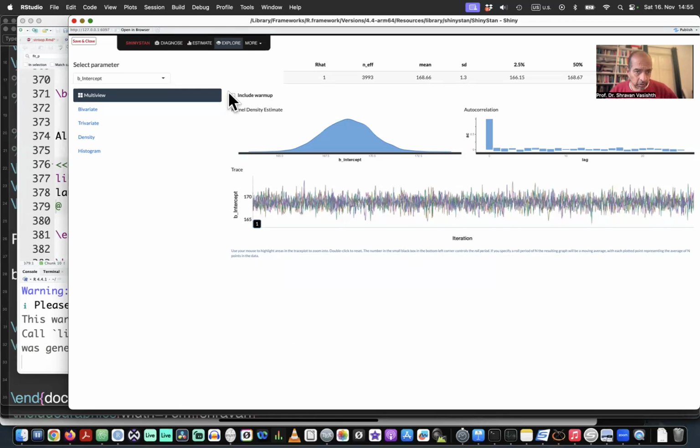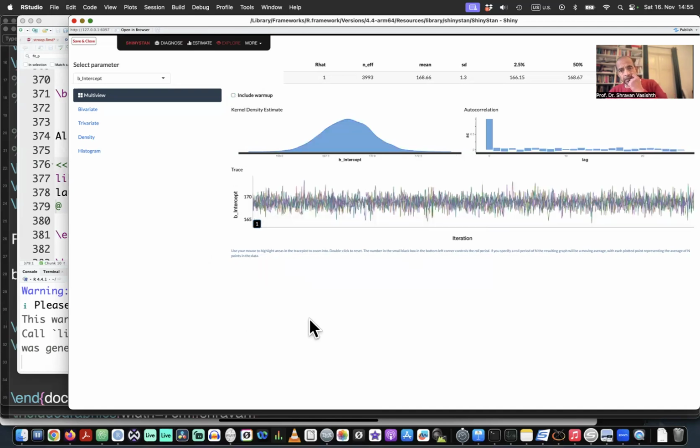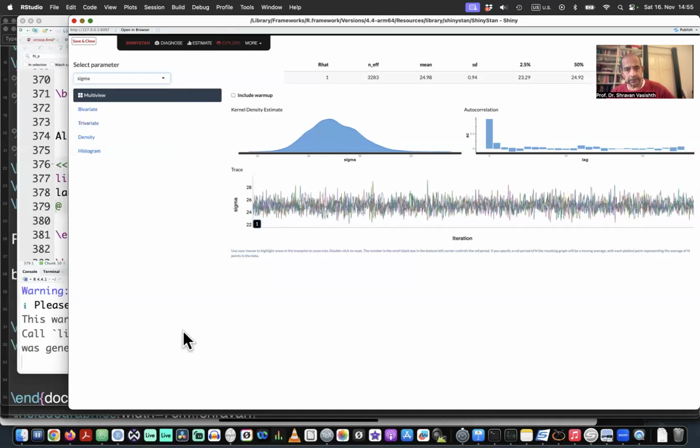And you can include the warm up too, right? So you can play around with this and see what happens with the samples when you include the warm up and not. Okay, that's for the intercept. You could do that for the sigma parameter as well, right? So that's the sigma parameter that you get in the posterior. So that's Shiny Stan. You can play with it if you want to.